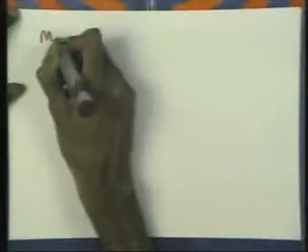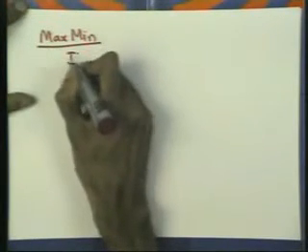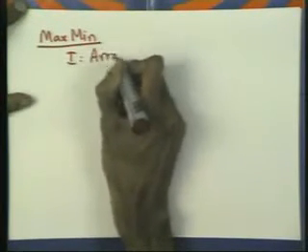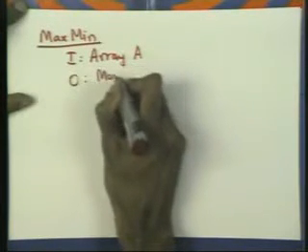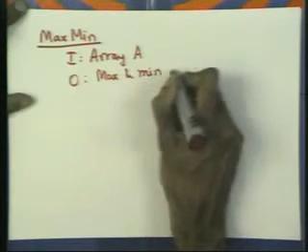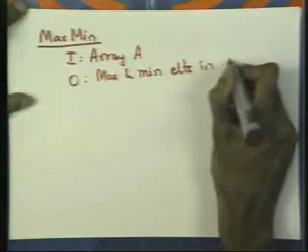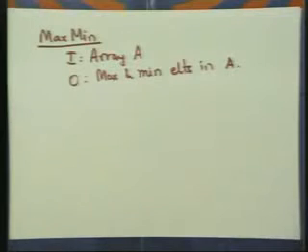Okay, let's look at a slight variation of this problem. Now I want to find not just the minimum in the array, but also the maximum. So this problem is called max-min. Okay, so the input is an array A, and the output is the maximum and minimum elements in A. So I want both the maximum and the minimum element in A.